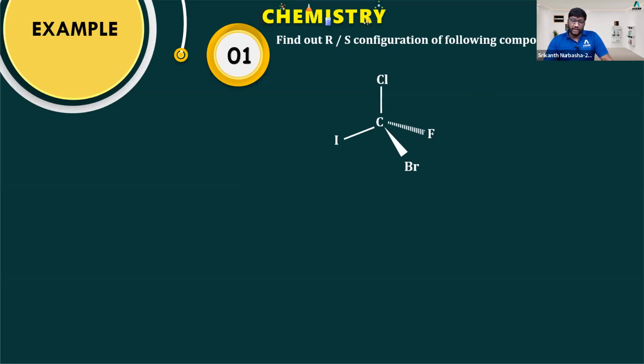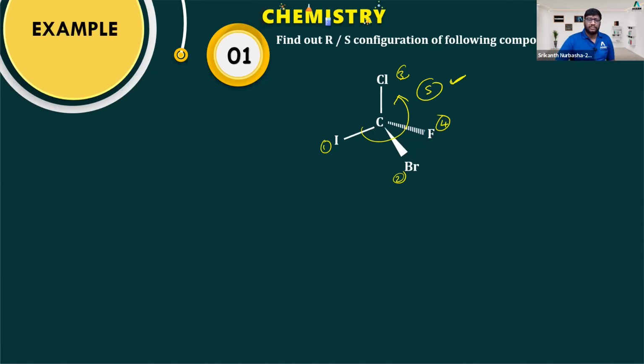RS configuration you try to assign for this particular molecule. Fourth priority, where is the fourth priority? Fourth priority is hydrogen because lowest atomic number. So first priority iodine, second priority bromine, third priority chlorine. 1 to 2, 2 to 3, how are we going? Anti-clockwise direction. Fourth priority is on the dash line, so it is going to have S configuration.